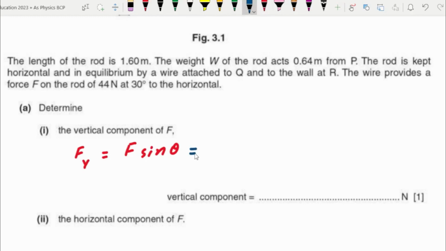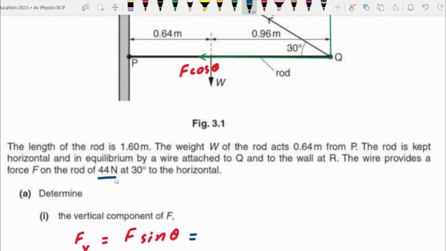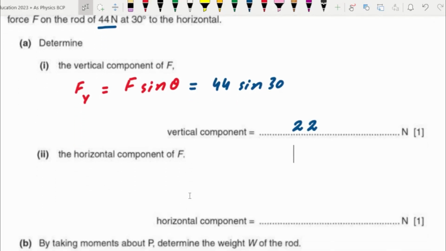Now what is the value of F? It is given in the question that the force F is 44 newtons. So we write 44 here. Now how much angle is given? Theta is 30 degrees. So 44 times sine 30. Sine 30 is 0.5, so 44 times 0.5 would be 22. Multiplying by 0.5 reduces the number to half, or you can just hit it on the calculator.